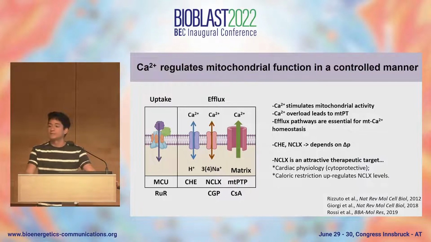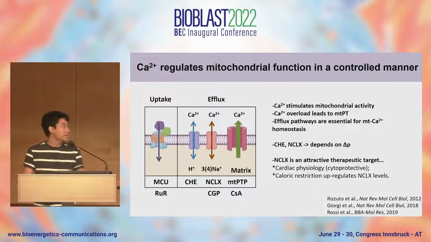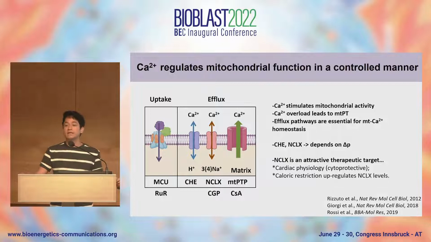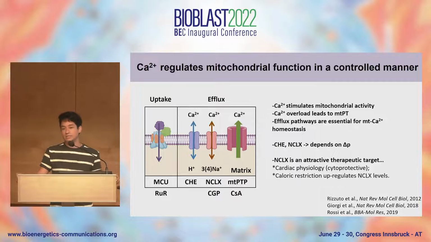So why calcium? Well, calcium regulates several aspects of mitochondrial function, and that includes the transport of substrates and also the activity of several dehydrogenases in the mitochondrial matrix. That leads to an increased metabolic flux in the tricarboxylic acid cycle, which has consequences for ATP production and also for the production of biosynthetic precursors.